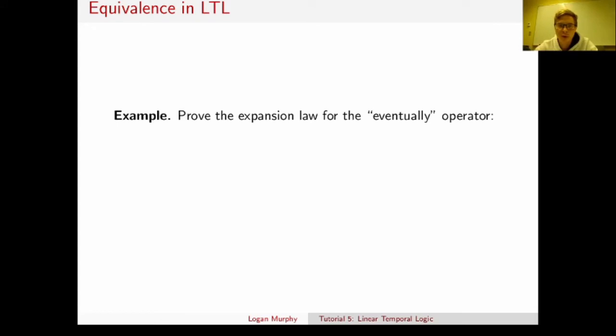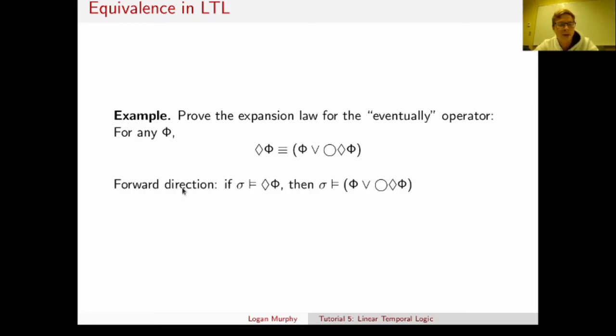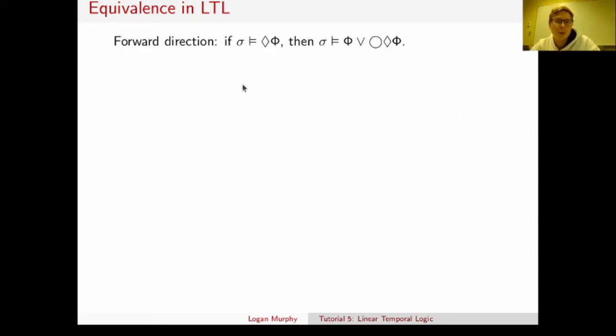Okay, let's prove the expansion law for the eventually operator. This says for any phi, eventually phi is equivalent to phi or next eventually phi. Let's do this in both directions, because it's kind of like a bi-implication. We'll assume that if sigma satisfies eventually phi, then sigma satisfies phi or next eventually phi, and then we'll do the reverse direction afterwards. So we need to show that if we assume sigma satisfies eventually phi, we can prove sigma satisfies phi or next eventually phi.